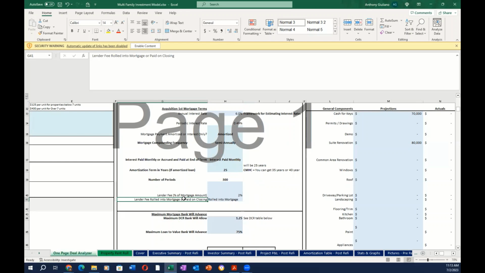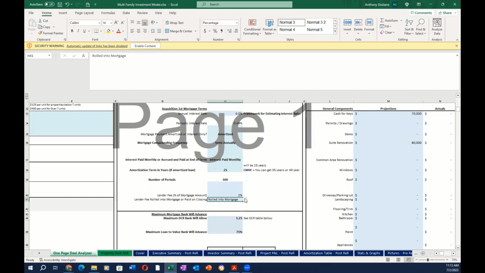So sometimes the lender will allow their fee to get added to the mortgage principal, and you're basically just paying that down with the mortgage. Or they may require you to pay it as part of your closing costs. So it's important to understand that.